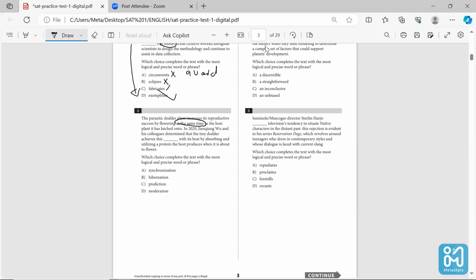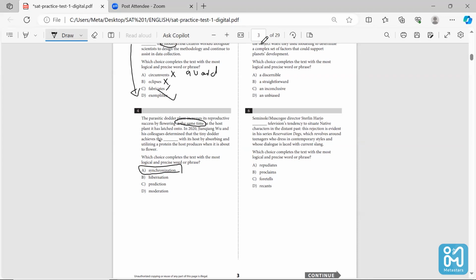Without looking at the parasitic daughter plants increase its product success by at the same time as the host plant it has lashed onto. Whatever the names, his colleagues determined that this daughter achieves this at the same time, right? Thank you so much, Ali, for participating. So I need a word. Go ahead. Synchronization. What does it mean, Ali? It means at the same time, right?